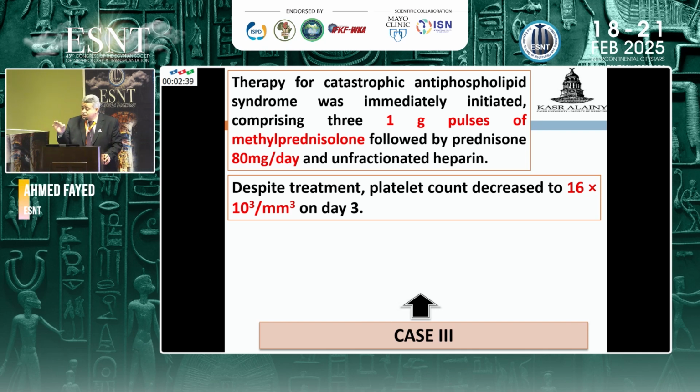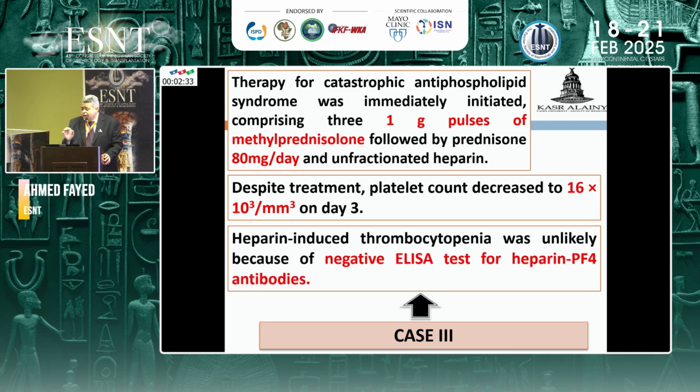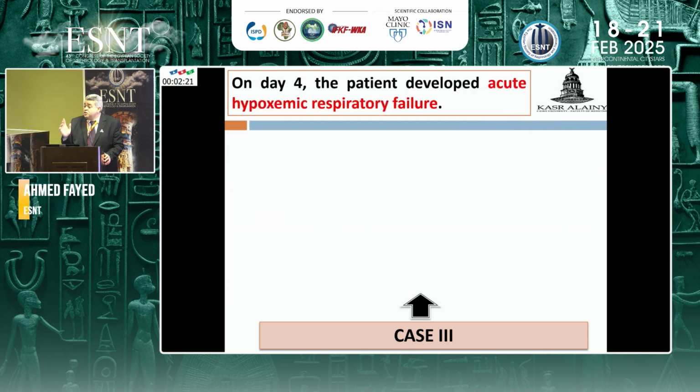And despite this treatment, the platelet count improved only to 16 on day 3. We considered heparin-induced thrombocytopenia here, but we did the ELISA test for heparin platelet factor 4 antibody, which was negative, so it is excluded. So the patient is not improving.